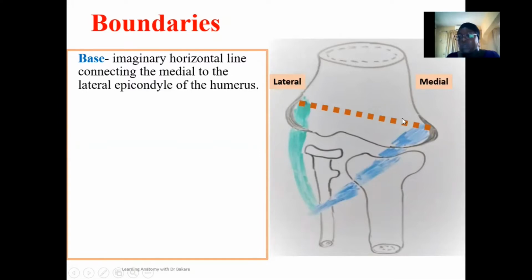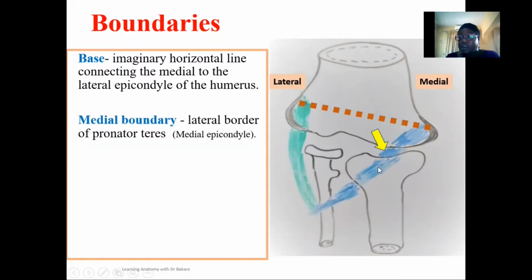So an imaginary line linking the two epicondyles, that means the medial and the lateral epicondyle, will form the base of the cubital fossa. While we have the medial border formed by the pronator teres. This is the pronator teres muscle highlighted in blue, but what specific region of the pronator teres forms the medial border of the cubital fossa? Let's take a look at this.